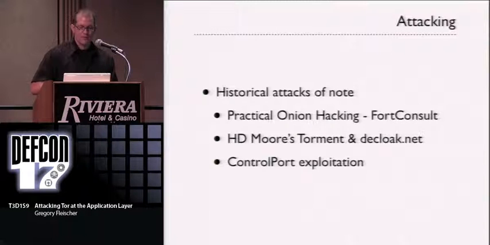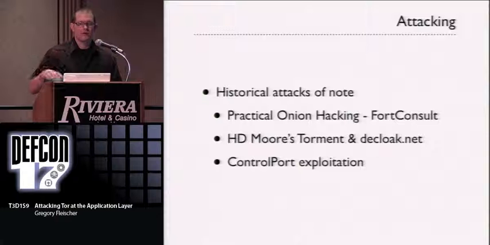So let's talk about active attacking of Tor clients. Here are some historical attacks of note. The first was a white paper put out by Fort Consult called Practical Onion Hacking. And in my opinion, for the first time, they proved out the fact that by generating active malicious content at exit nodes, you could work to unmask people. What they did is they ran a modified exit node server and looped back through a local proxy and used Perl to just dump in client script.